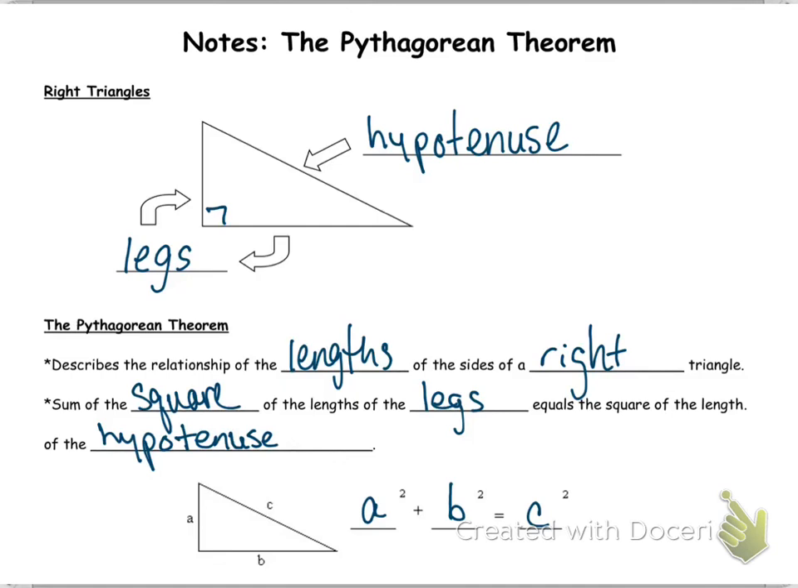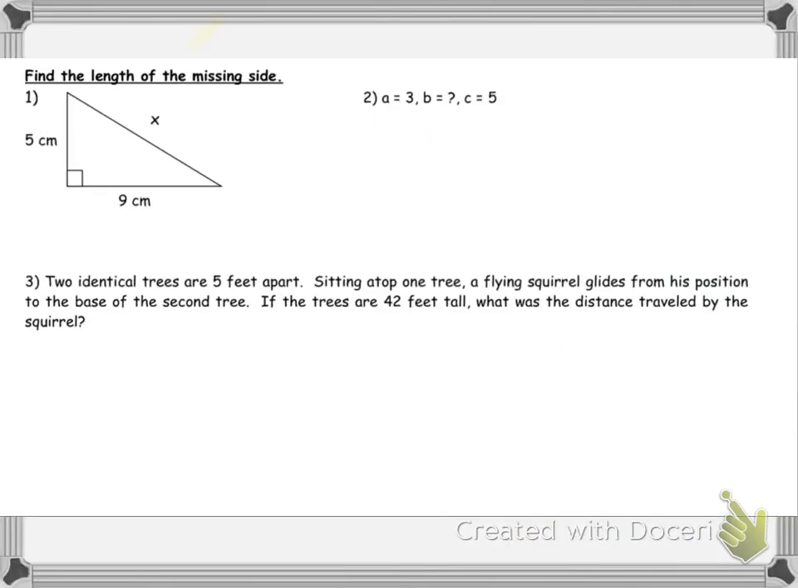It doesn't matter which side is a and which side is b. The one that is important is c. C has to be the hypotenuse, and then a and b are both the legs of the triangle. So that's the important thing. C, or the hypotenuse, has to be at the end of the equal sign. That's the one thing you really got to remember. So let's look at some examples.